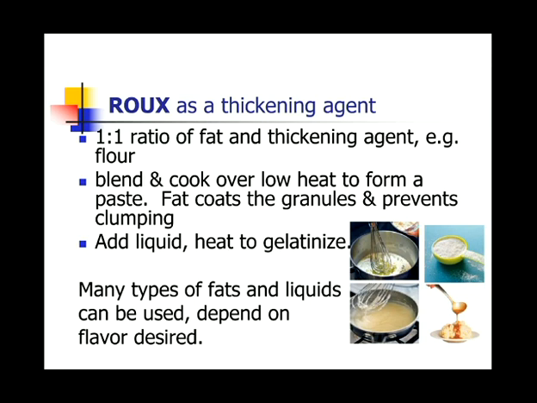Now you blend them well and you cook over low heat to form a paste. When you cook it, keep stirring it, make sure they separate the starch granules. And the fat will coat the granules. When the fat coats the granules, it prevents clumping to occur. So it does not clump anymore. You don't have to worry about being pasty or lumpy. Now you add liquid and heat to gelatinize. You cannot go wrong. You have a very nice smooth gravy, and we'll see it in the lab.